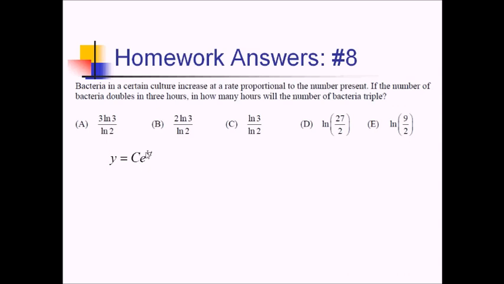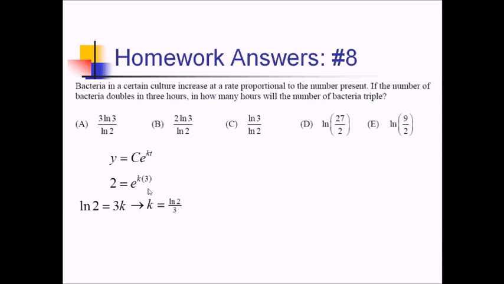So to get the k value, they told us that the number of bacteria doubles in 3 hours. So that means when time equals 3, we can use 2c for the y value. So we've got 2c equals ce to the k times 3. And to solve this, we're going to have to ln both sides to get this 3k out of the exponent. So we have ln of 2 equals 3k. So k then equals ln of 2 over 3.